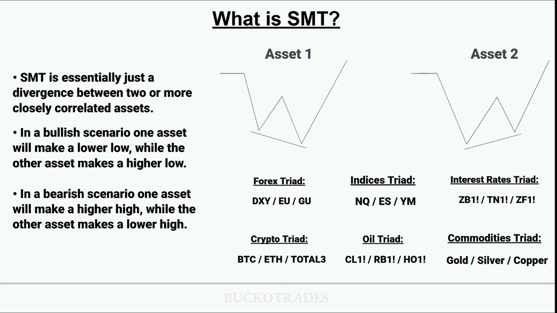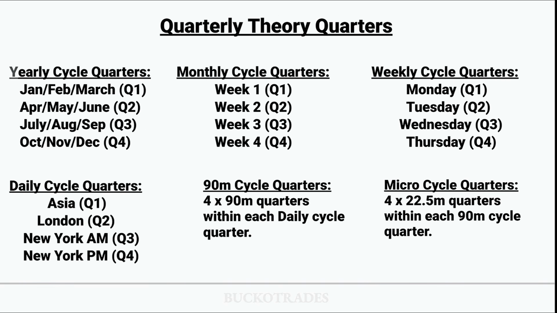In a bullish scenario, one asset will make a lower low, while the other asset makes a higher low. As you can see in the top right, asset 1 makes a lower low, while asset 2 makes a higher low. This is an example of a bullish SMT. And then for a bearish scenario, one asset will make a higher high, while the other asset makes a lower high. So now let's move on to quarterly theory quarters.